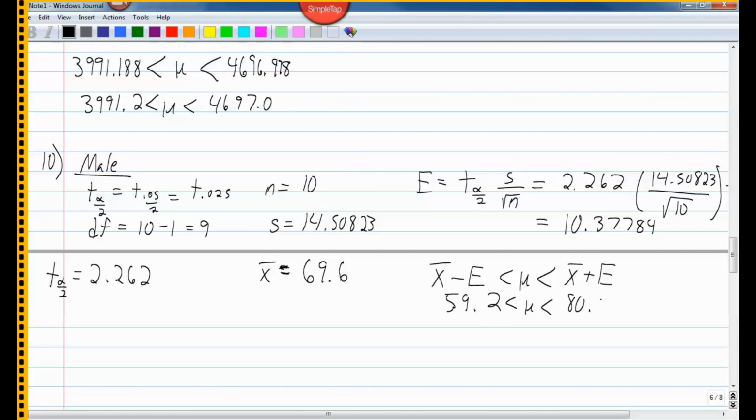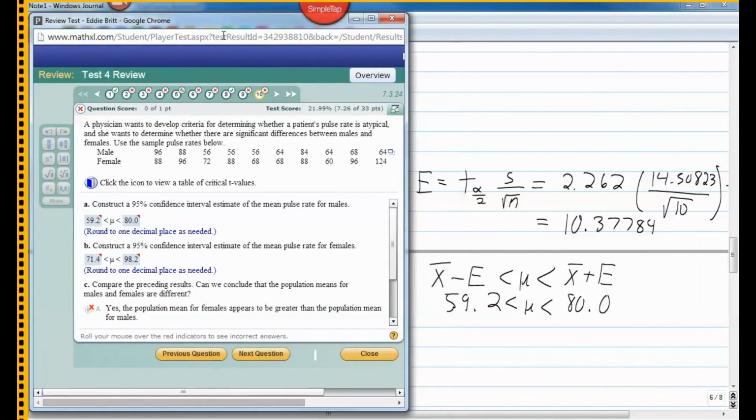Okay, let's look back at my problem, see if we got the right answer. Yes, we did, 59.2 and 80.0. All right, so that's how we find the males.